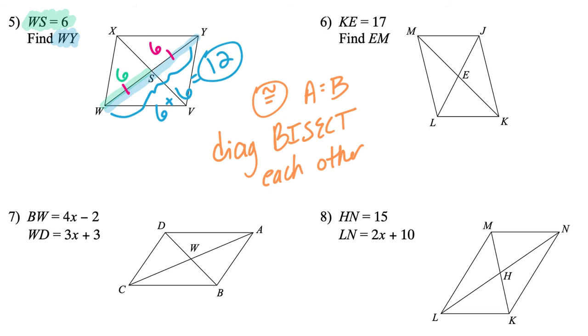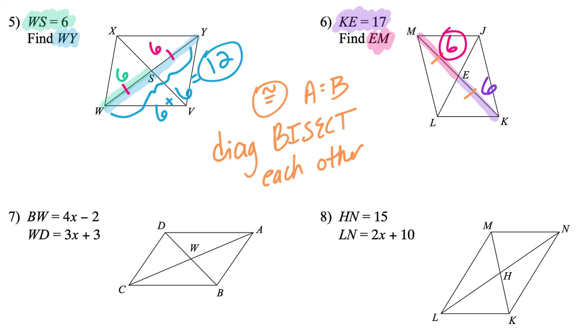For the next problem, I know that KE is equal to 17, so that's this half of the diagonal here. And then I want to find EM, and EM is just this half of the diagonal. So if I know that KE is 6, and I know that these two parts of the diagonals must be congruent, then it must follow that EM is also 6, and there's nothing else I need to do to show my work for this one, because I know that these two parts are congruent.